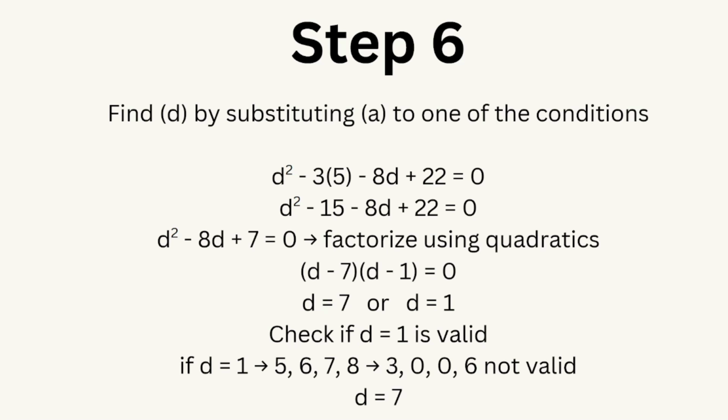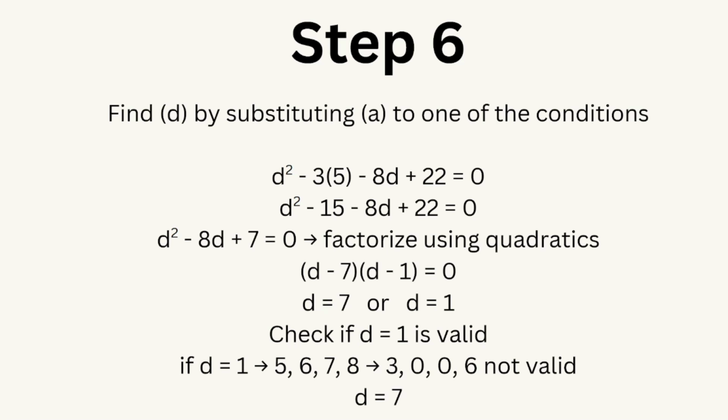Now we will check if d equals 1 is valid or not. If d equals 1 and we apply it to the arithmetic sequence, it will become 5, 6, 7, 8. And if we subtract the thing from the question, it will become 3, 0, 0, 6, which is not valid since it is not a geometric sequence. So the only option for us is d equals 7.